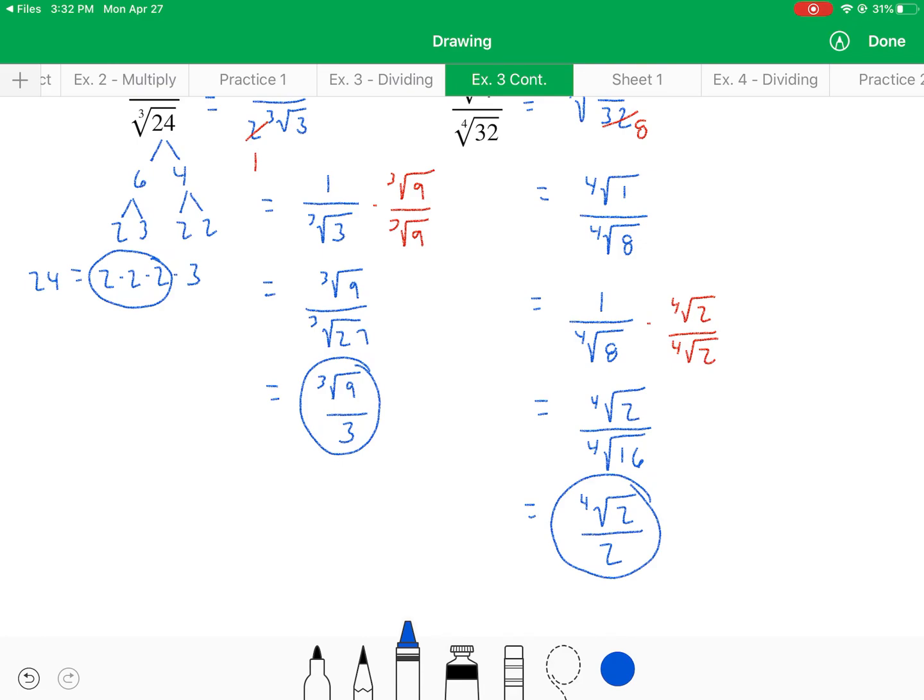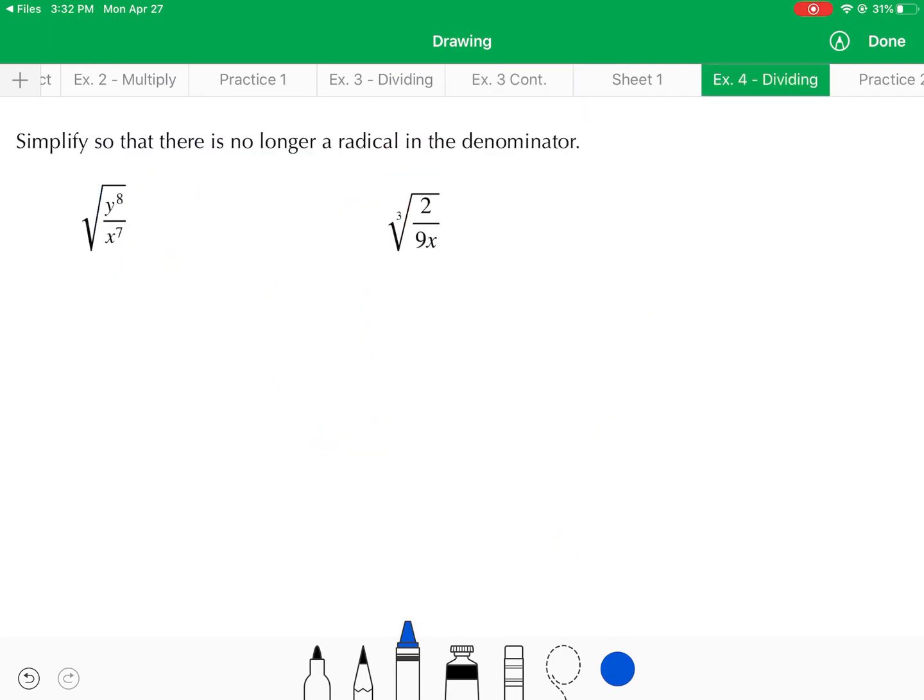Okay, now let's look at a couple problems where we have some variables within the radicals, okay? Here I'm going to simplify so there's no longer a radical in the denominator again. And I can approach this very similar to how I did this on the previous couple examples, okay? So square root of y to the 8th divided by x to the 7th. First I'll break that up. Square root of y to the 8th divided by square root of x to the 7th. And I am going to try to simplify here now.